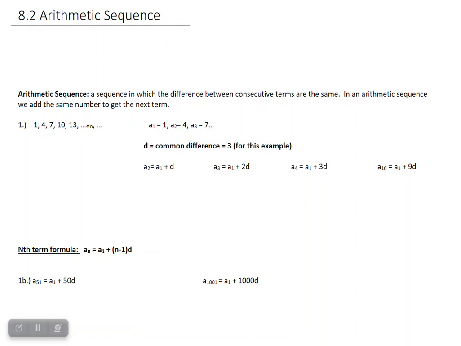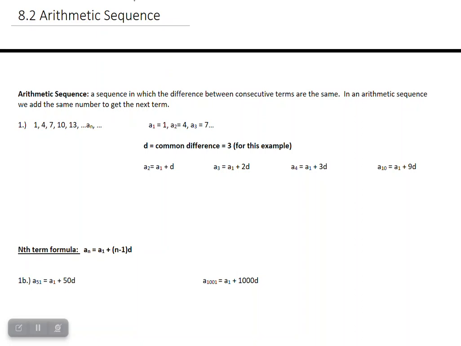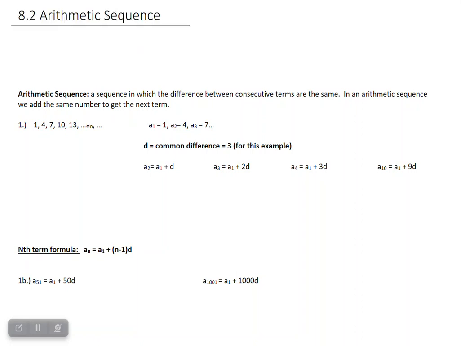This is called the common difference, going from one number to the next. In this case, as we just talked about, it is 3 because we're adding 3 each term. We can see this happening if I look at the second term, which is 4. We get the second term by taking the first term and adding 3, which is that common difference.